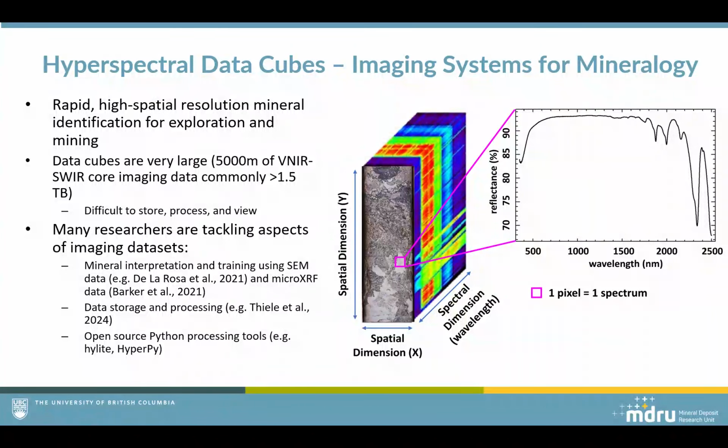So just to set the stage, a data cube is a three-dimensional piece of data. During our core scanning, we have a spatial coordinate, an XY coordinate, and each coordinate, or pixel, has one spectrum associated with it. So you'll see in the slides coming up, I'll typically refer to each as a pixel. So we have a coordinate and a wavelength associated with that.